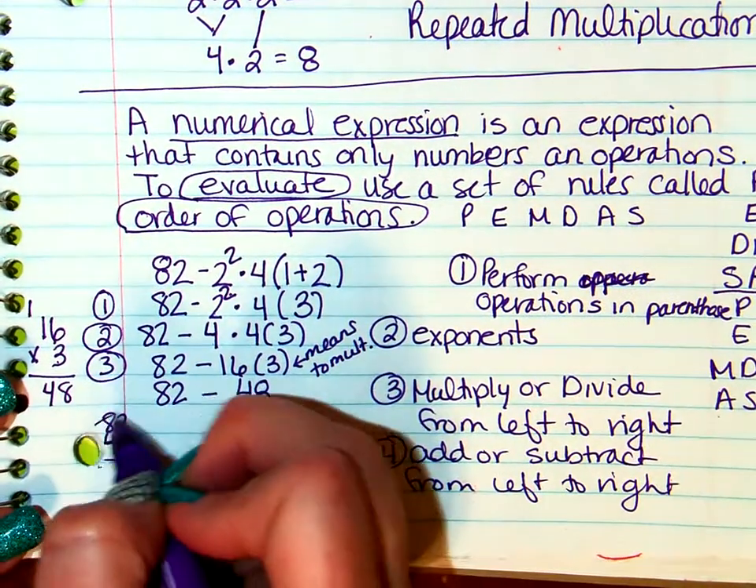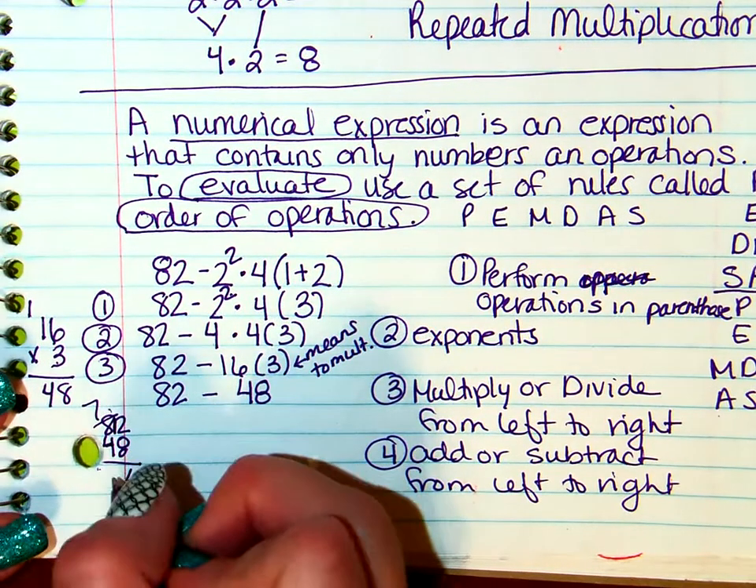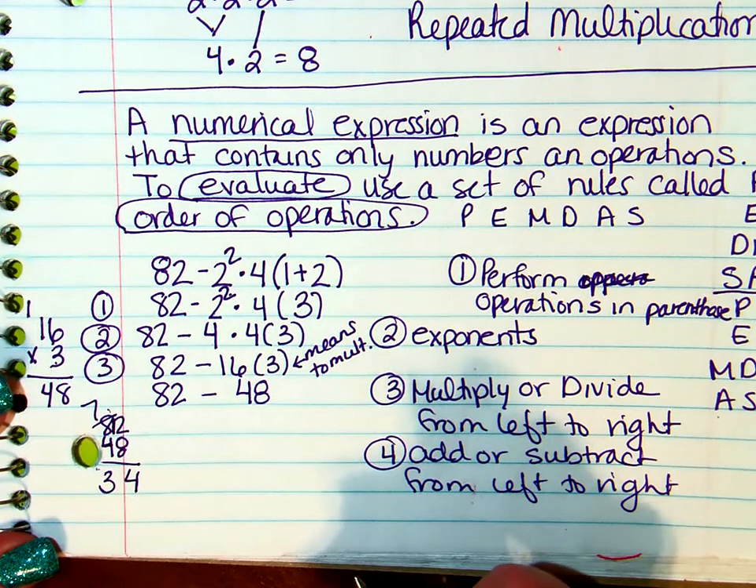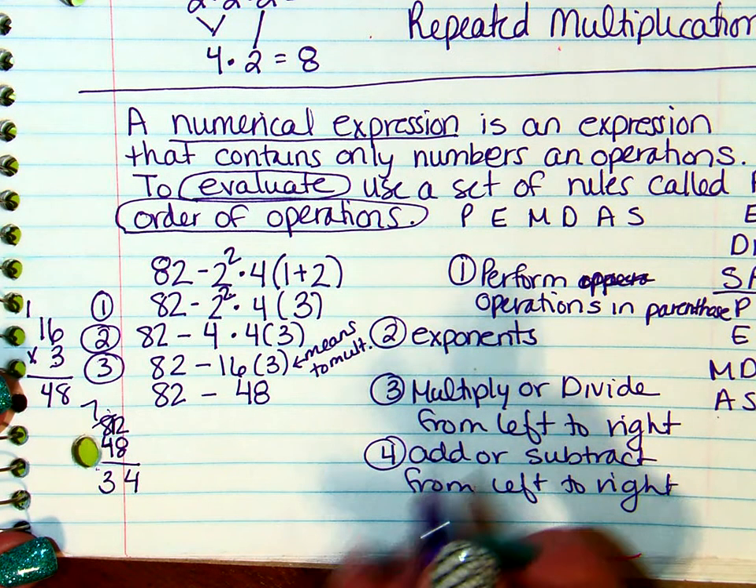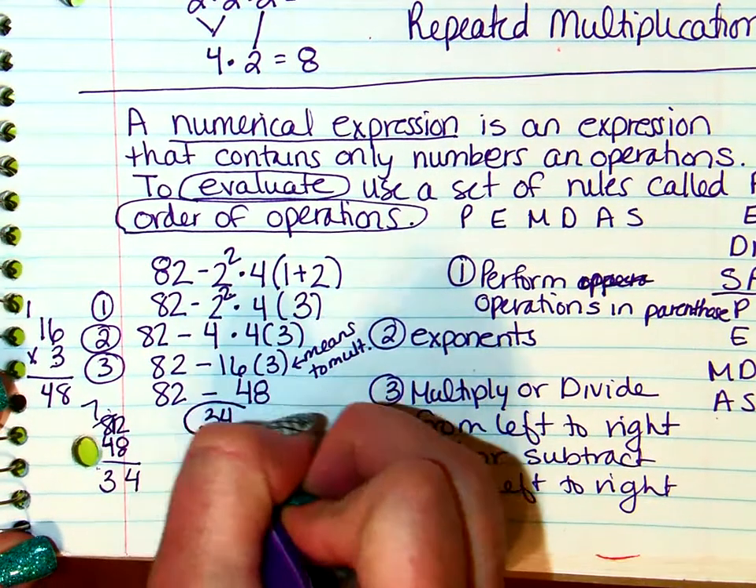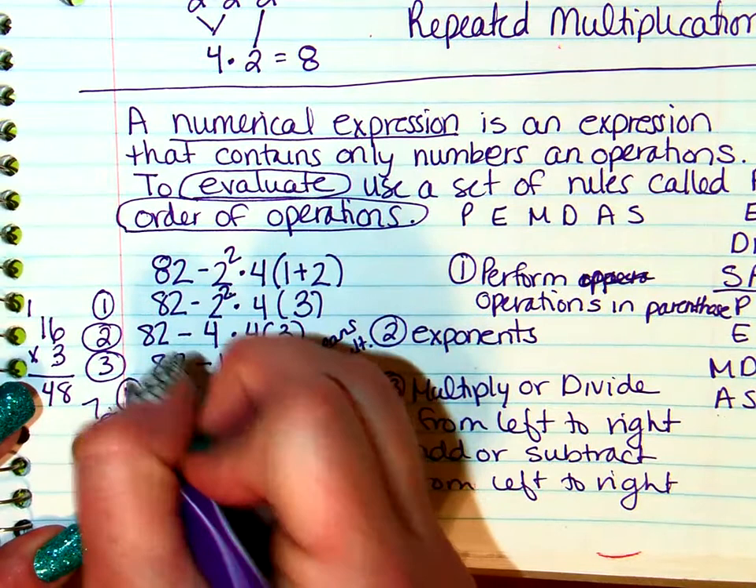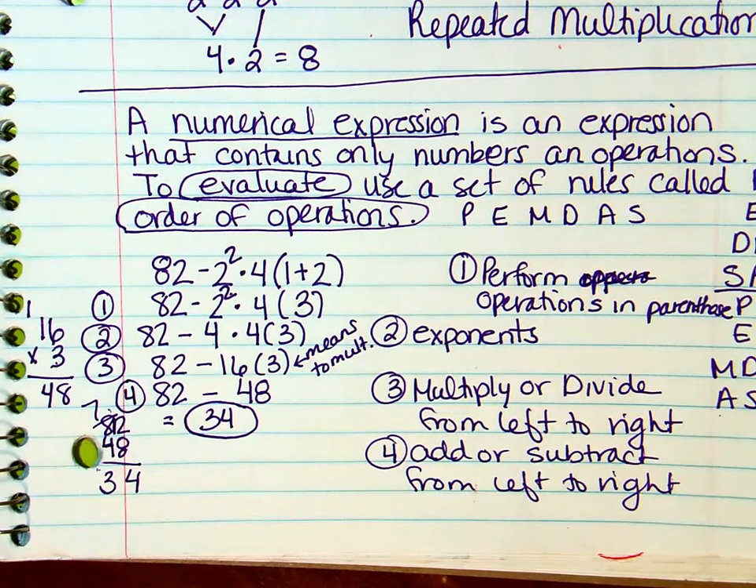Okay, I've got to borrow 10. So I've got 12 minus 8 is 4. 7 minus 4 is 3. And we end up with the answer 34. And I like to circle my answer when I get it so it's clear. And this was step 4. And that's how you solve an expression using order of operations.